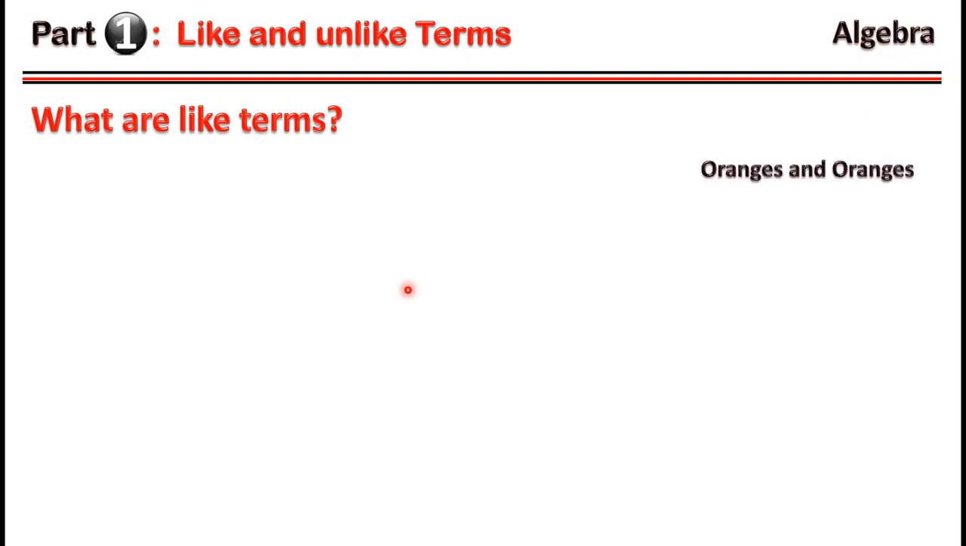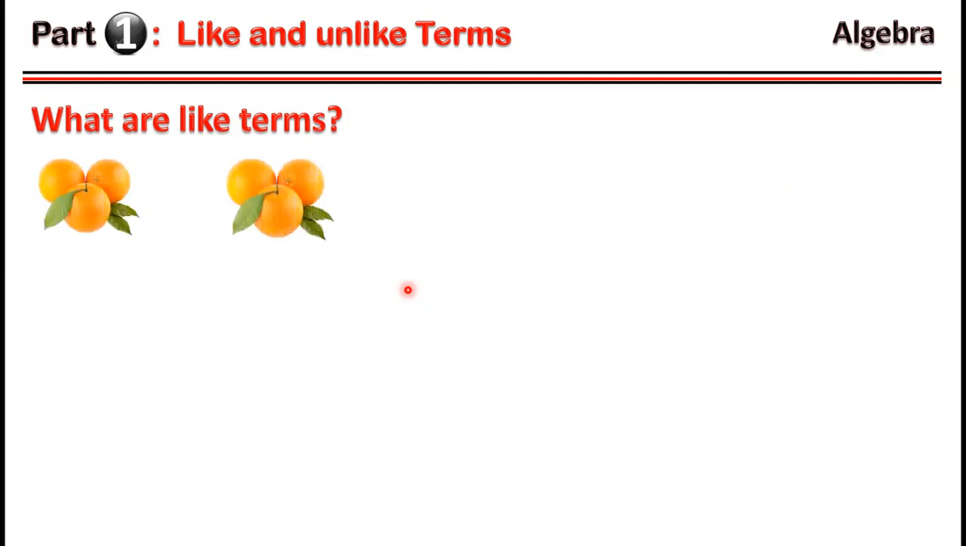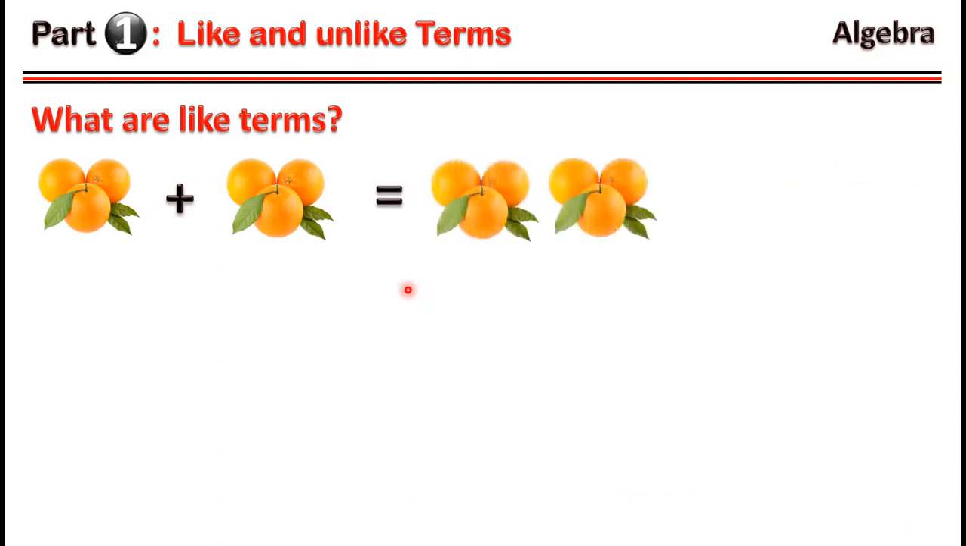So for example, oranges and oranges are terms from the same family. Bananas and bananas are terms from the same family. And if we talk about oranges and bananas, these are now terms from different families. So let us look at this. We can add oranges to oranges. They can be added and the result will be oranges.